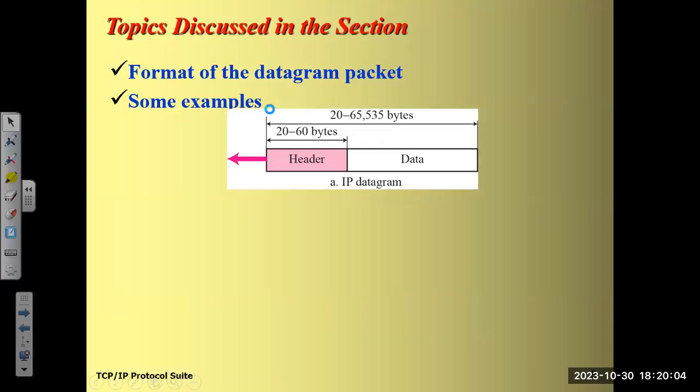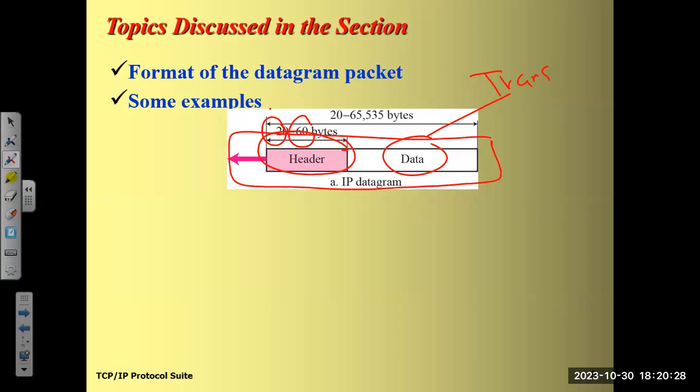All right, so this data is coming from the transport layer, correct? Now we have to add the header to it. What is the size of the header? 20 to 60, correct? Okay, what is the maximum total size here, the whole thing? That's the maximum. I will show you right now. So that's the total, the max, including the header. All right, why? We'll see now why.